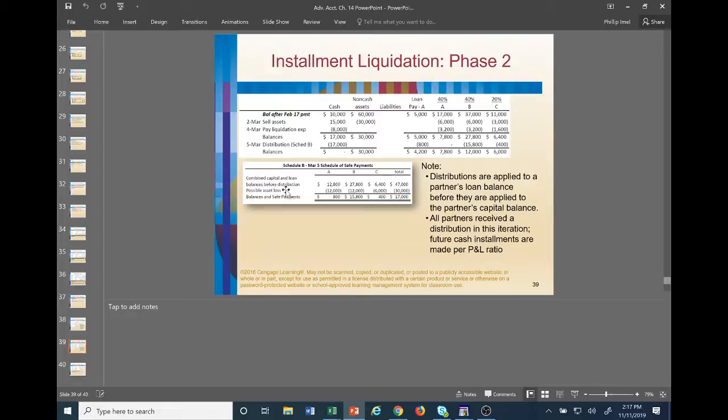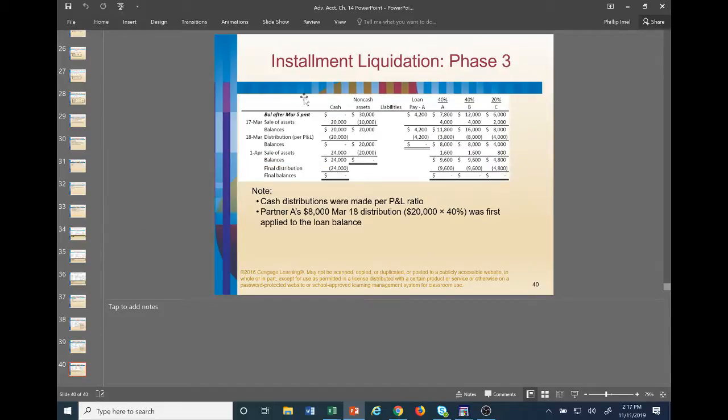So the balances before distribution right here, we're going to take away from that the possible asset loss of the $30,000 here. So we're going to take that away from the balances, and once again, it's going to be based upon their profit and loss percentage ratios. So once we apply that, the balances and safe payments will be 800, 15,800, and 400 because it's $17,000, and once again, relative to whatever the profit and losses are. So therefore, we can see here how we came up with those amounts.